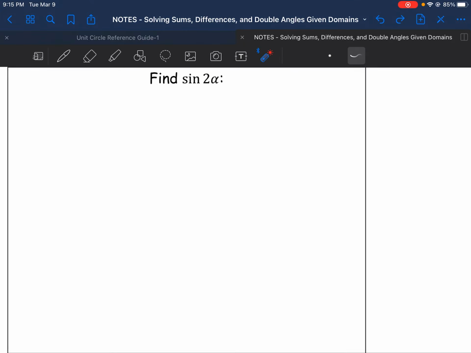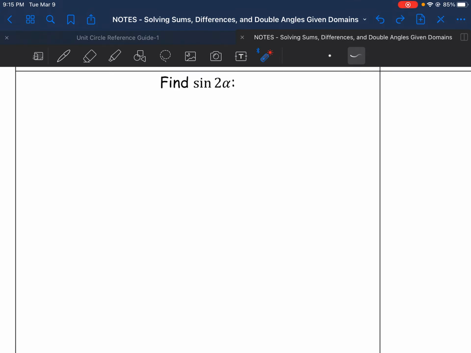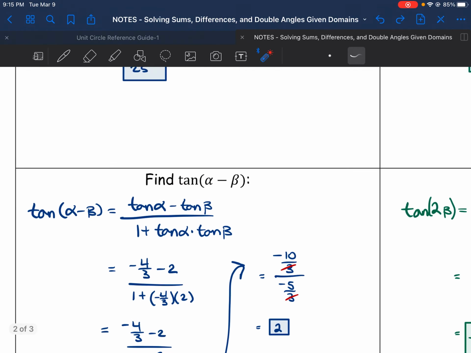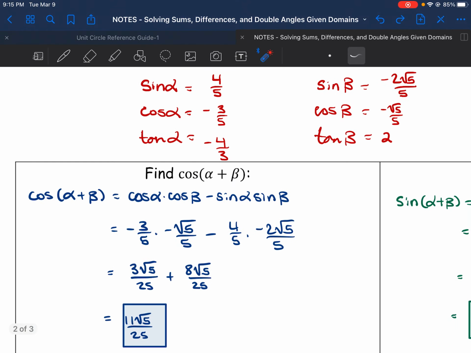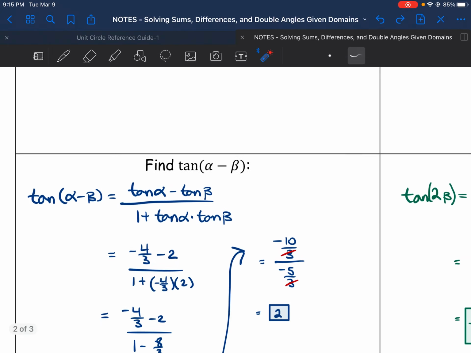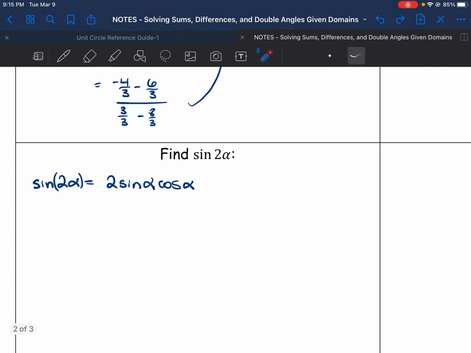All right, next, let's try to find the sine of 2 alpha. Well, sine of 2 alpha, we proved in the previous lesson, again, we proved the double angle formula for sine. Sine of 2 alpha is going to be 2 sine alpha cosine alpha. And let's look at sine alpha and cosine alpha. Sine alpha is 4/5. Cosine alpha is negative 3/5. So let's do some substitution. That's going to be 2 times 4/5 times negative 3/5.